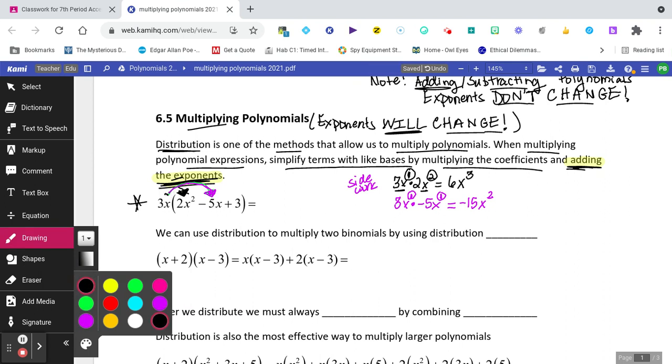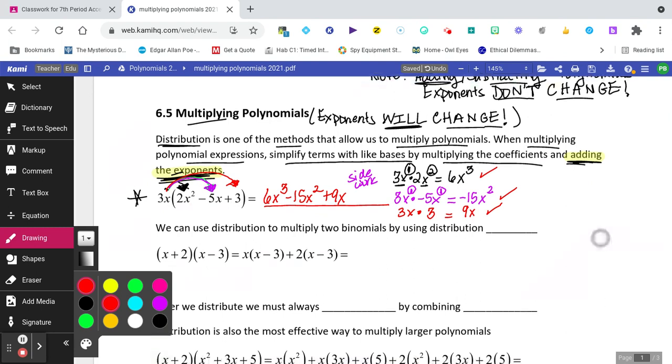And then, of course, lastly, I have 3x times 3, which is really easy. And that's what you're used to. You just end up with 9x. All right, so my answer here is just all of this: 6x to the third power minus 15x to the second power plus 9x. You're done. Okay. That's the distributive property. That's multiplying polynomials. But the main thing is, again, just remember to add the exponents.